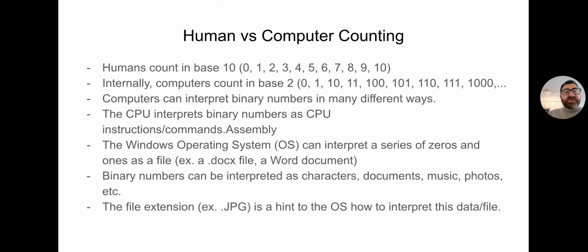So binary numbers, these very long series of zeros and ones, can be interpreted as characters, like for a Word file, documents. They can be interpreted as music, .mp3, as photos, .jpeg, etc. The file extension, for example .jpeg, .docx, .mp4, is a hint to the operating system on how to interpret this data or this file. It's a hint saying, hey, this file extension is .docx, maybe you should open it using Microsoft Word.